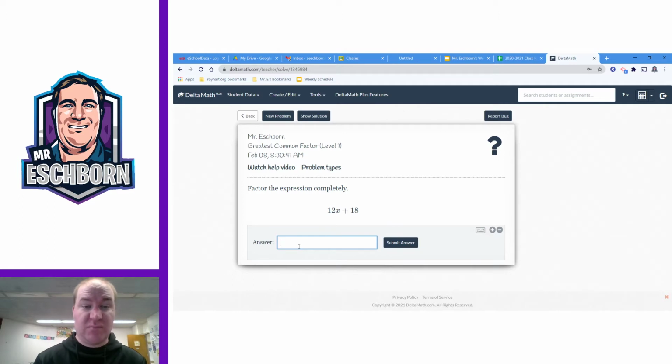In this expression, both of the terms can be divided by 6. They're both divisible by 6. So I'm going to type 6, and then I'm going to open parentheses, and I'm going to write what each term would be if they were both divided by 6. So 12x divided by 6 is 2x, and 18 divided by 6 is 3. So basically what we're doing is we're reversing the distributive property. We're undoing that the 6 was multiplied to everything in this polynomial. So I'm going to submit.